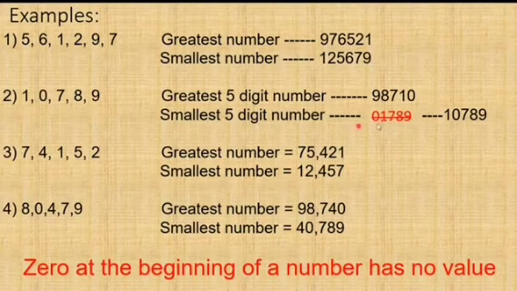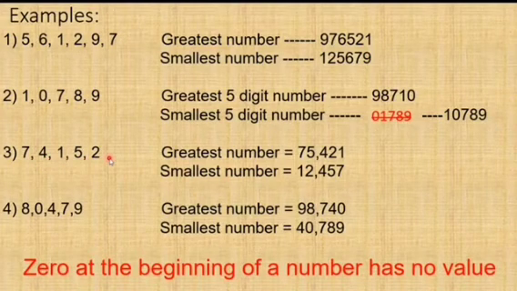So what do I do now? I am asked to form the smallest 5-digit number. So I just interchange these two numbers, using the next smaller number, and form this. So the smallest 5-digit number is 10789.